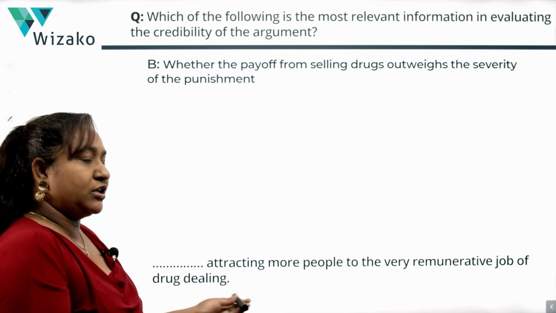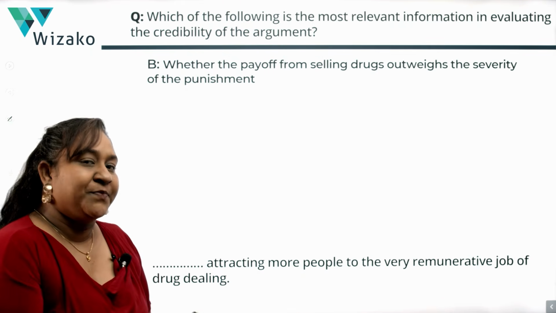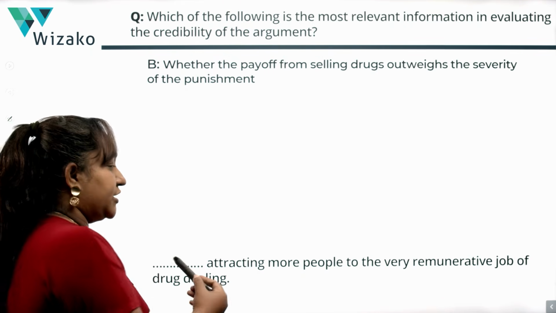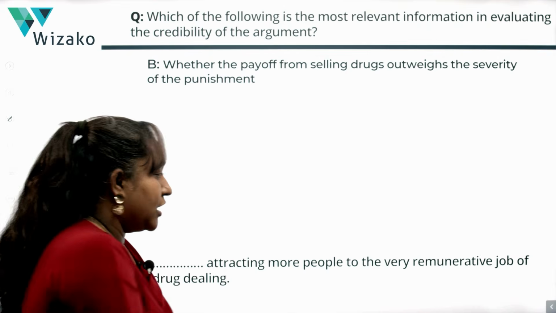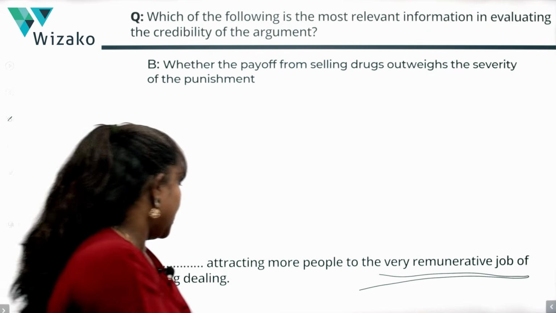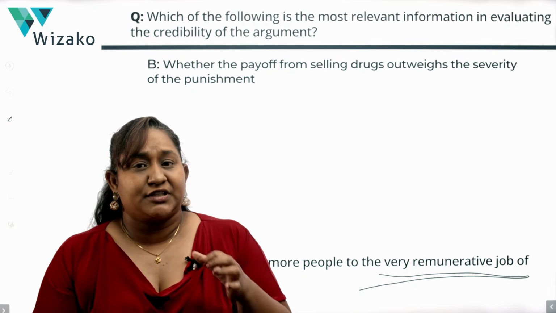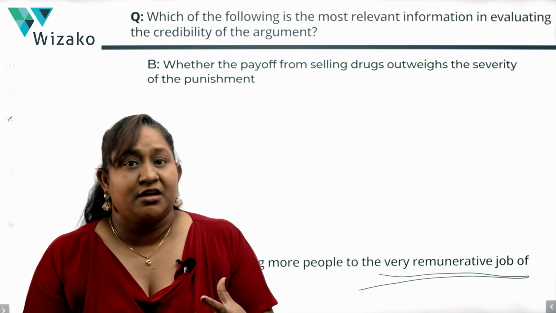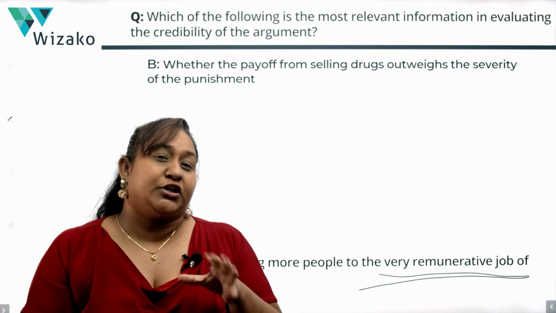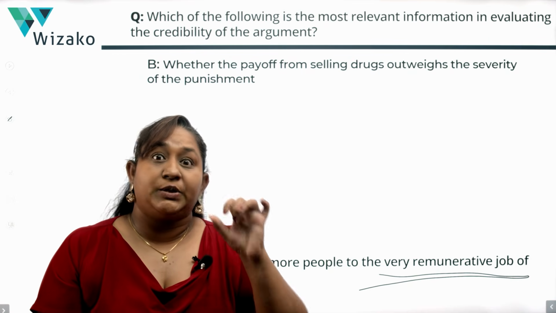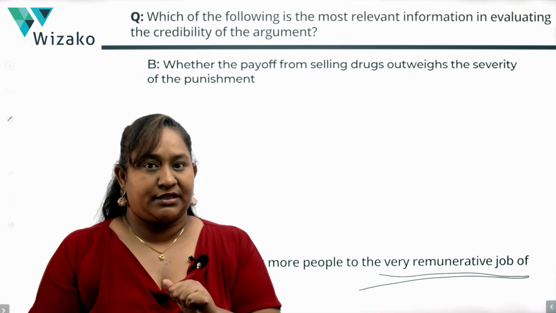And I have quoted the line from the argument here. The author already says that there is a good chance of attracting more people to the very remunerative job of drug dealing. It has already been established that the payoff is likely to be much better than the punishment, right? So what you should focus on is targeting the opinions and the conclusions drawn by the author.